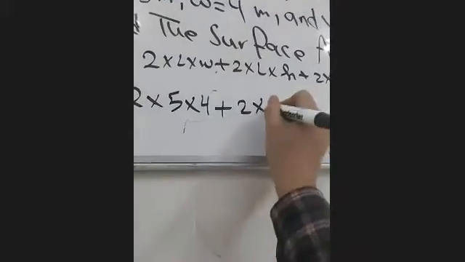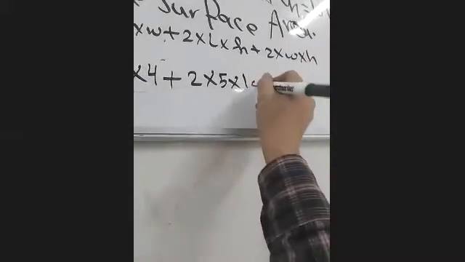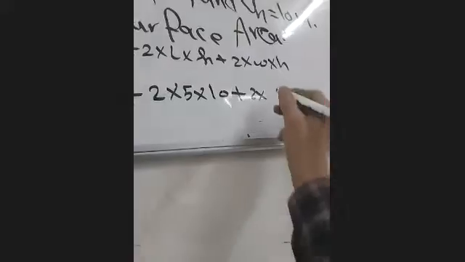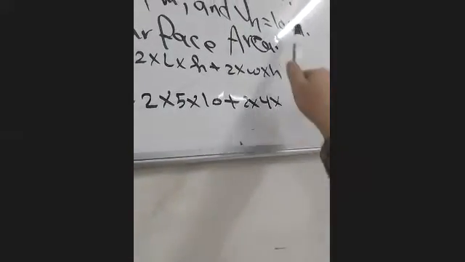Multiply the length again. 5. Put it. Multiply the height. Given 10. Plus 2 multiply the width again. 4. Put it. Multiply the height again. 10. Put it.